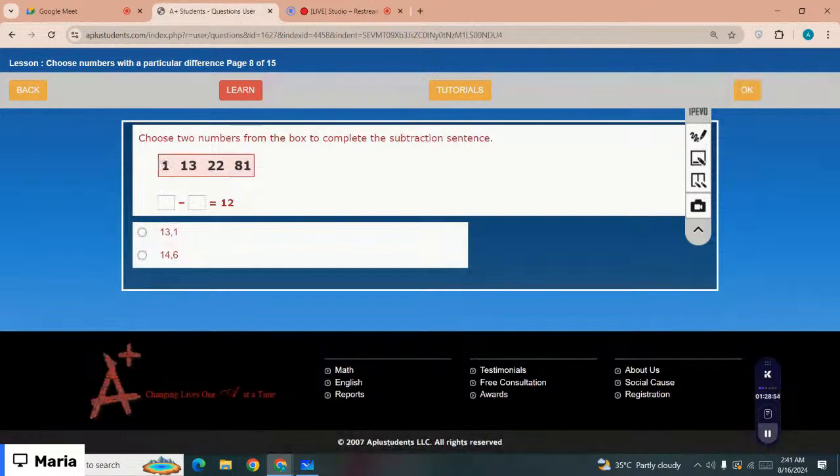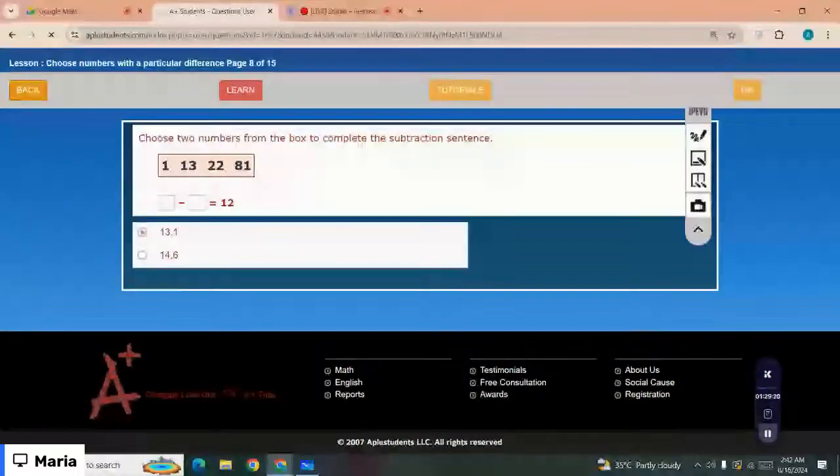Choose two numbers from the box to complete a subtraction sentence. Which two numbers have the difference 12? That is 13 and 1. Okay, you complete the lesson by yourself later today.